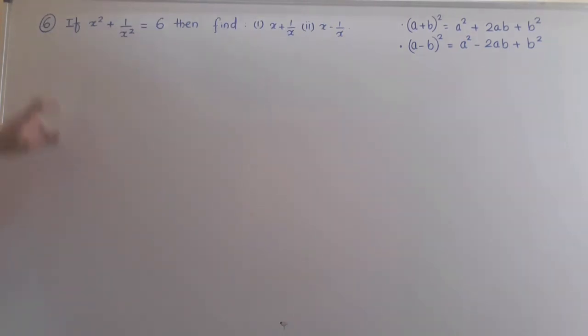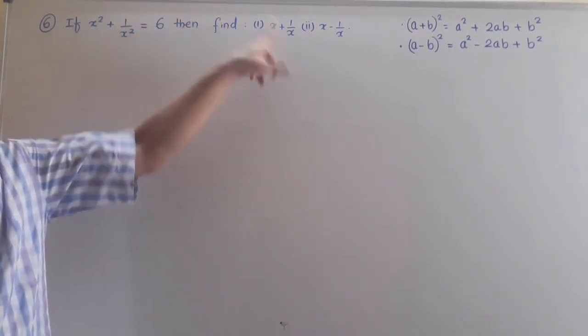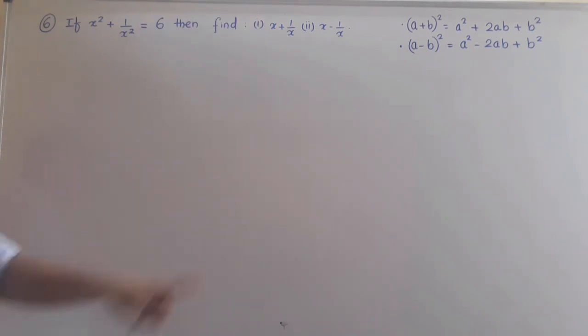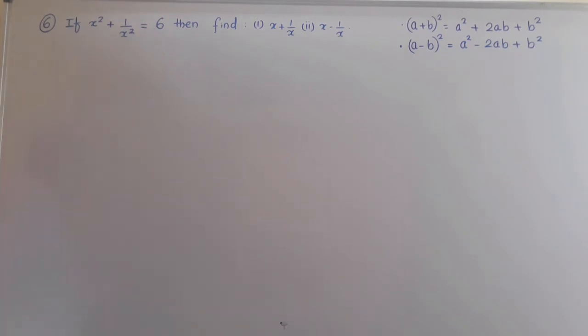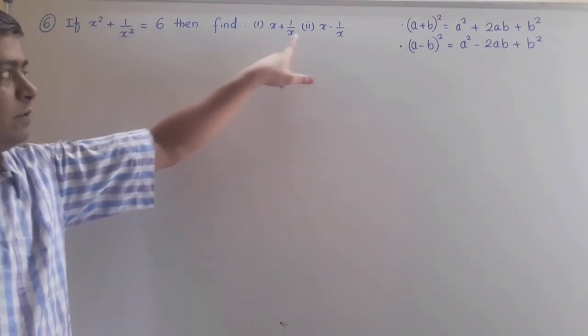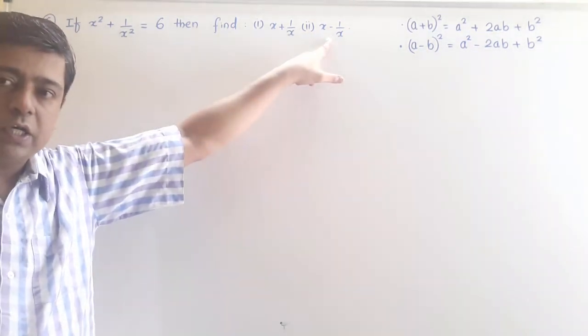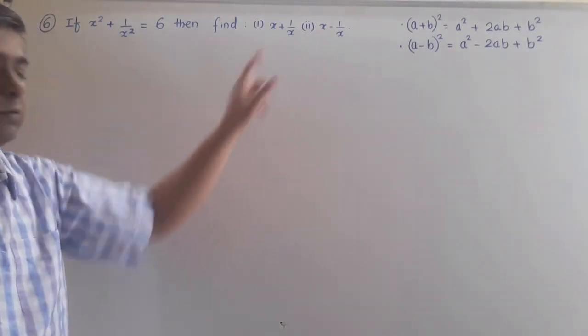Yes, students, now we can see the last question of type 3A, question number 6. In this question, see the opposite situation is given. We are given the value of x square plus 1 upon x square, and we have to find the value of x plus 1 upon x. In the previous question, we were given the value of x plus 1 upon x, and we found the value of x square plus 1 upon x square. So you can say that this is the reverse of the previous question. Now let us see how we can find the answer of this question. I am solving the first part, and in a similar way you need to solve the second part. I will give you a hint. With the help of that you can easily solve the second part on your own.